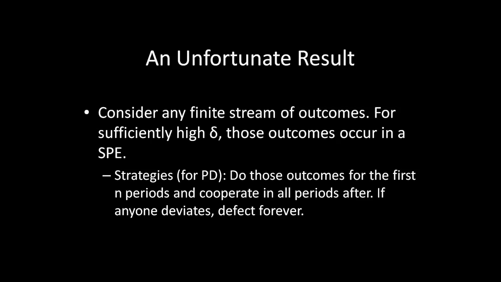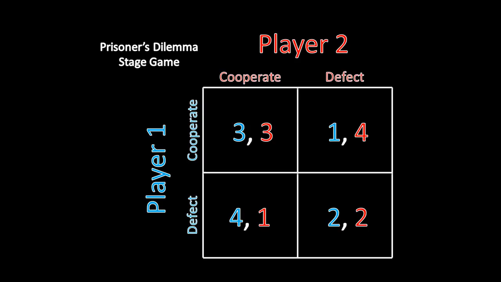So we know that that works out. The only remaining question is, would someone want to deviate in one of those first n periods? And you can see that for a sufficiently large discount factor, that's not going to be true. Quick reminder of the payoffs that we're looking at in this repeated prisoner's dilemma for this unit. There you go. Quick reminder has now been completed.